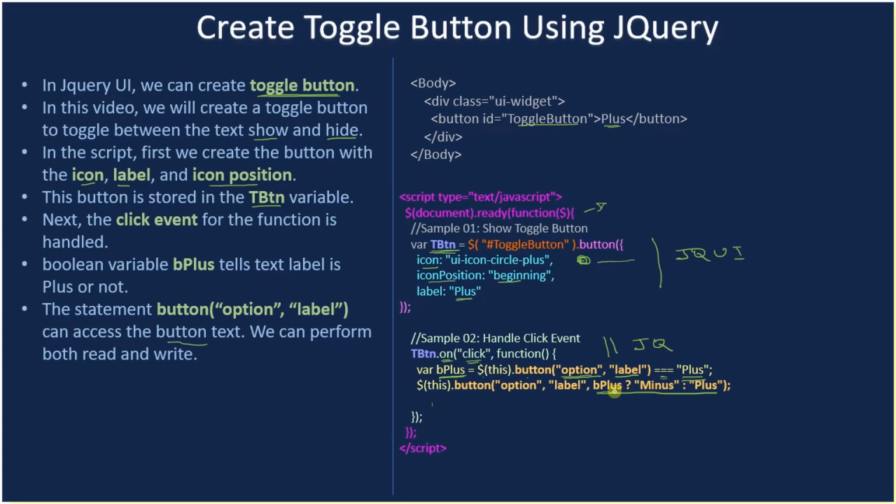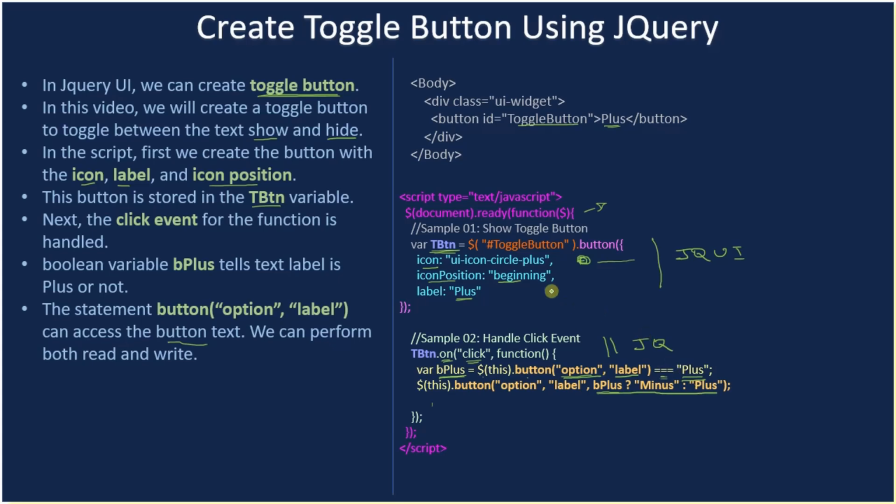B plus, if it is true, we are setting minus. If it is false, we are setting plus. B plus will tell what is the current label, right? If the current label is plus, we are setting minus. If the current label is minus, then we are setting it as plus. So this is the way we are changing the button label.